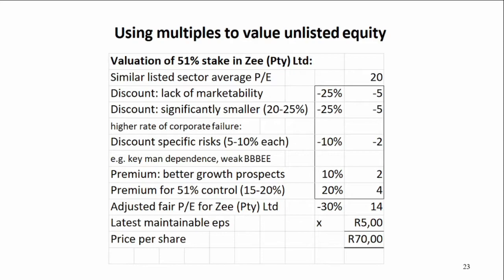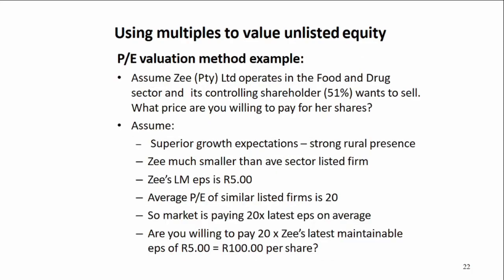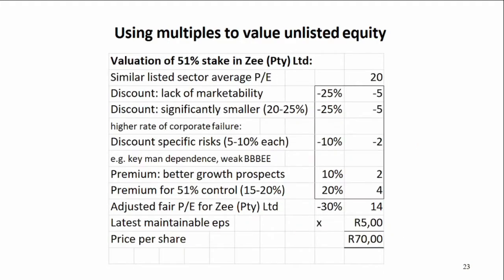So we are going to decrease this, and we have decreased it by 25%. Then in the scenario, they told us that Z is much smaller than the average sector listed firm. So again, we need to adjust this listed PE ratio because it is for firms that are a lot larger than Pty Limited. So we are going to decrease the PE ratio to take into account the fact that Pty Limited is smaller than the listed companies, and we are going to adjust this down by 25%. Often there are higher rates of corporate failure in smaller companies than there are in large listed companies. So we are going to simply adjust for this risk.